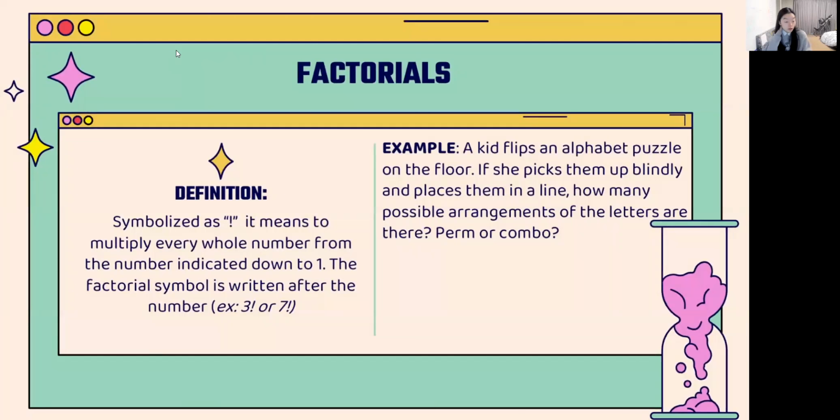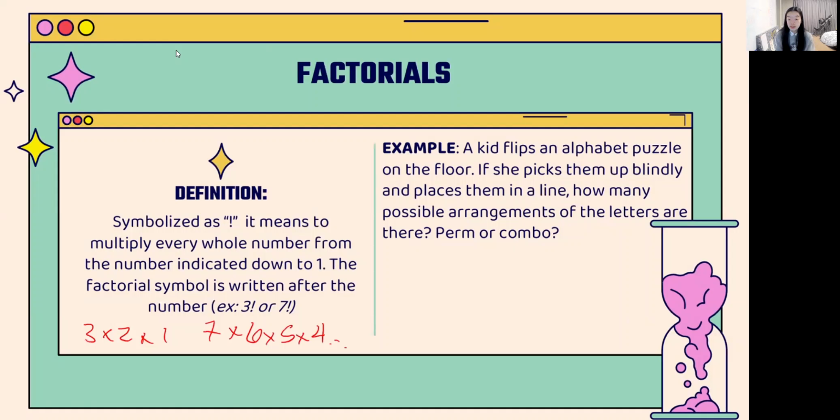Okay, now for factorials. Factorials are symbolized as an exclamation mark, and it means to multiply every whole number from the number indicated down to 1. The factorial symbol is written after the number. So you have 3 factorial and some factorial. Looks like that. So it looks like what we just did with the runners, but now there's an official fancy name. And you go all the way down to 1 each time.